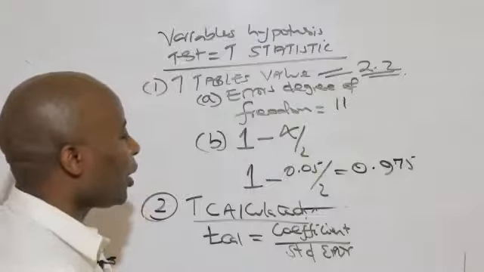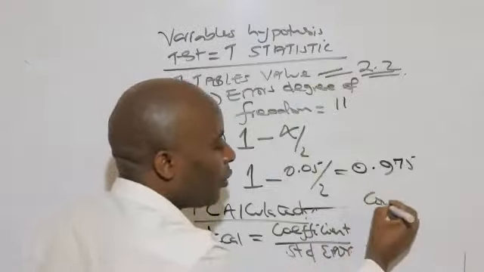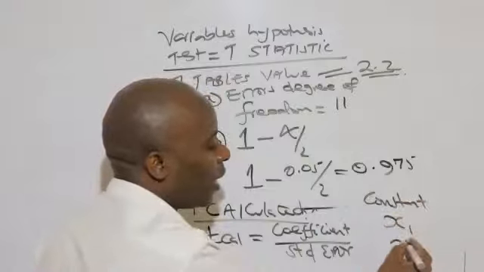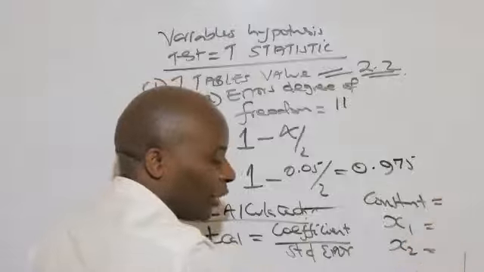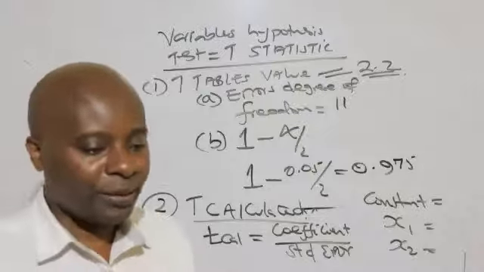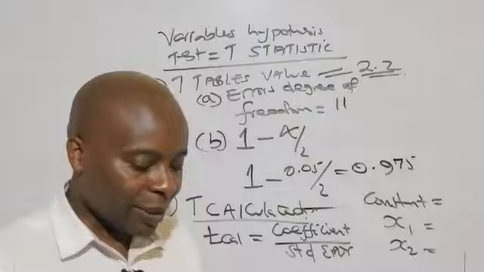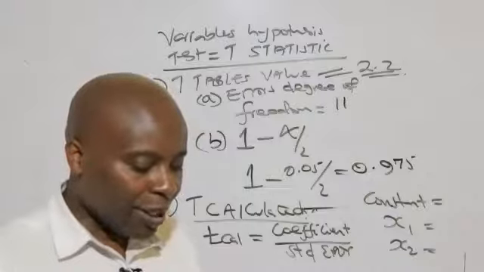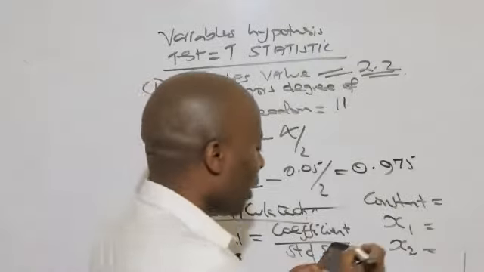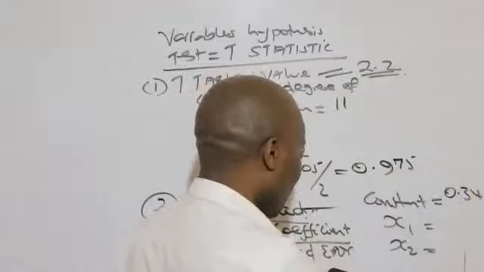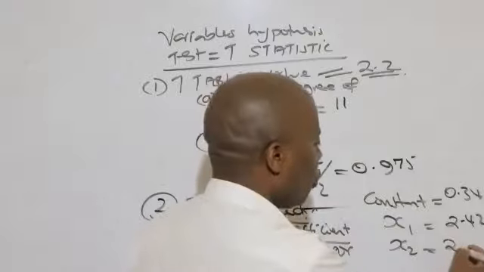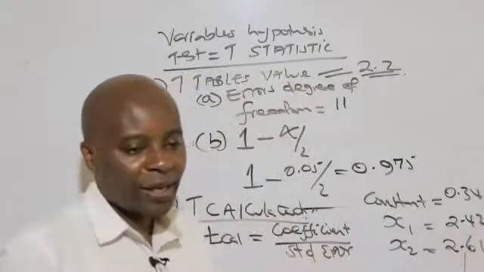Fortunately for us, ladies and gentlemen, we have all these T values given to us. We have the T ratio for the constant, the T ratio for x1, and the T ratio for x2. We won't calculate them, ladies and gentlemen. We already have them. If you look at the parameter estimates table, the constant is 0.34, we have here 2.42, and then lastly we have 2.61.